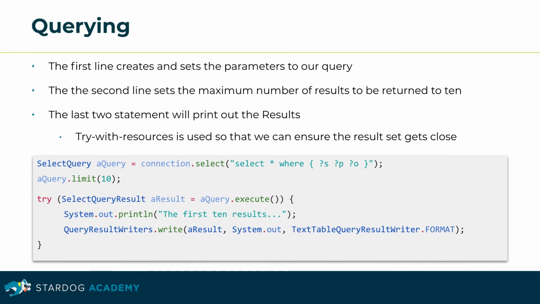In this example, we have a query result writer API that takes the results, an output stream, and has some formats to it, which in this case is a text table query result writer. That's going to produce a text table very similar to the text table you are presented when you run a SPARQL query from the command line. This also uses the try-with-resources that will automatically close out the connection when the transaction finishes.